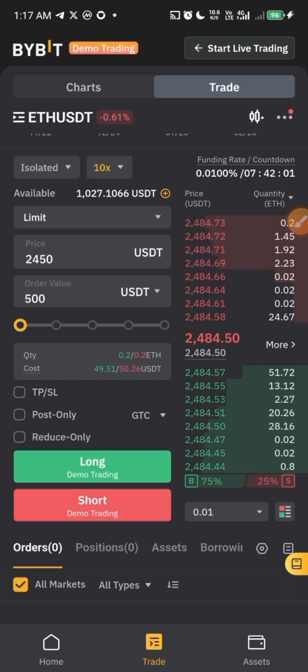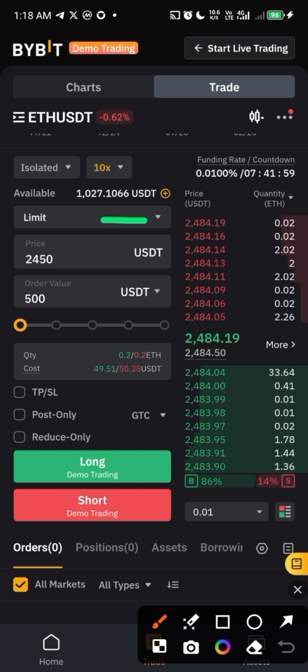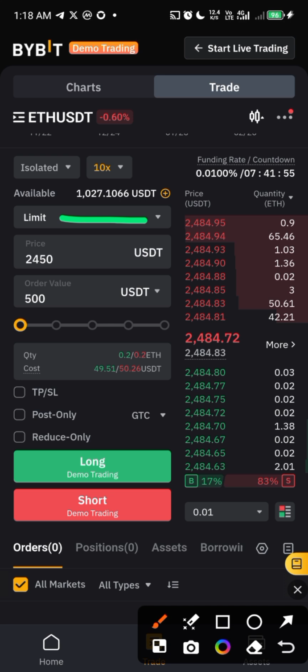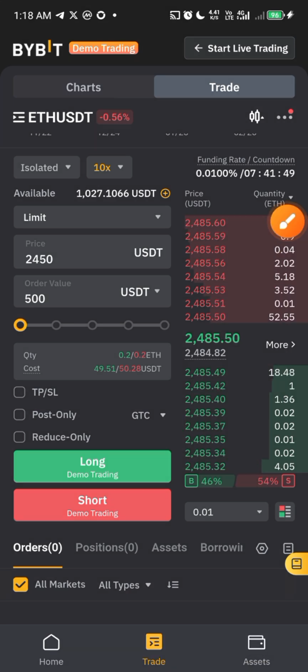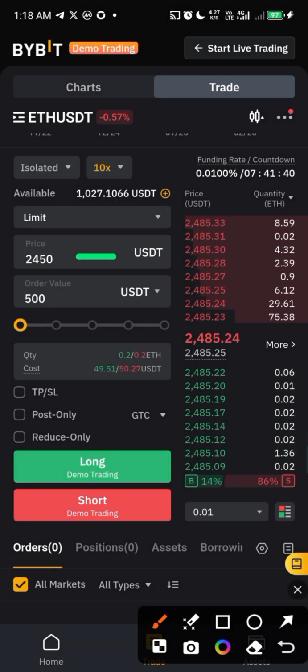Now it's costing me 49.5 because I'm using a limit order, and since I'm using a limit order, I am adding liquidity to the market. So they are going to charge me less. You understand? I already taught you about that in our previous lessons, so do well to watch that. Then after I've set that, I've put the price I want to buy, 2,450. I've set the leverage I want to use.